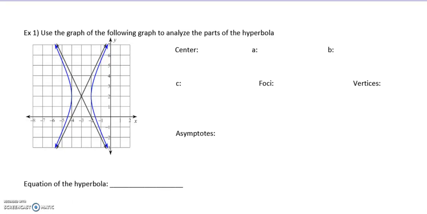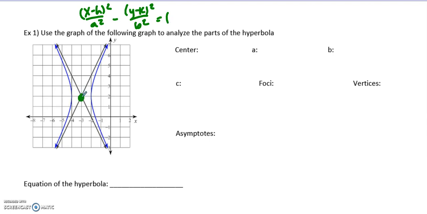When we start looking at examples of graphing hyperbolas, we're going to start first with the graph already done for us. Here in the first example, notice how it opens left, right. So I know right away that it's going to be x minus h squared over a squared minus y minus k squared over b squared equals 1. I know that that's my form. X is first because it opens left, right.